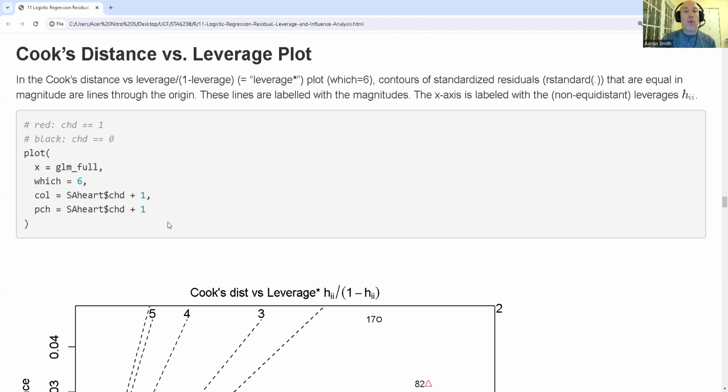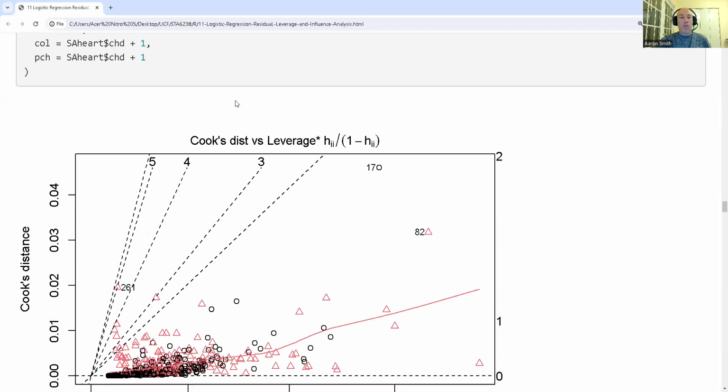Now we can also look at Cook's distance versus the leverage, and this is plot 6 on this one. This one shows the contours of the standardized residuals that are equal, in magnitude, to the leverage, or the proportional aspect. And so here's the contour. This is indicating that 261, once again, is more extreme than the rest in terms of that contour because it's got a larger contour value.